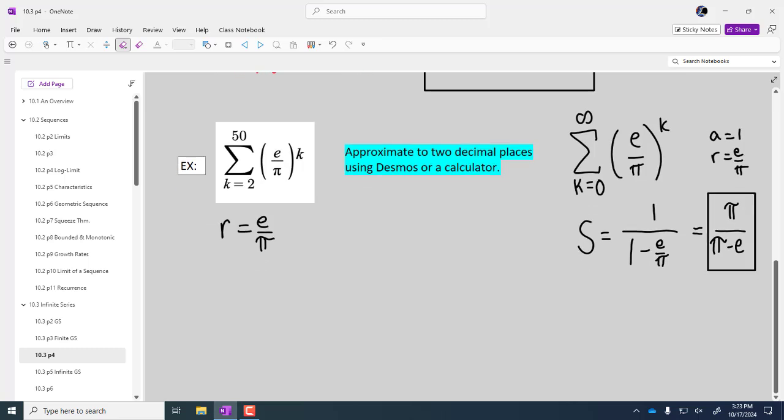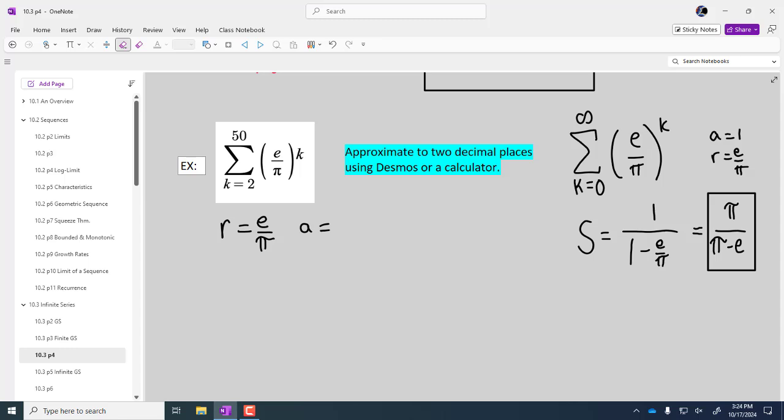Is it only 1 if k is 0? Yes. Geometric series often start with 0. But you can have a 1 even if this isn't, depending on what this algebraic expression is. If k was 1, then a would be e over pi? Yes, good point. If this k value started at 1, then a would be e over pi and r would be e over pi. Both of them will be e over pi.